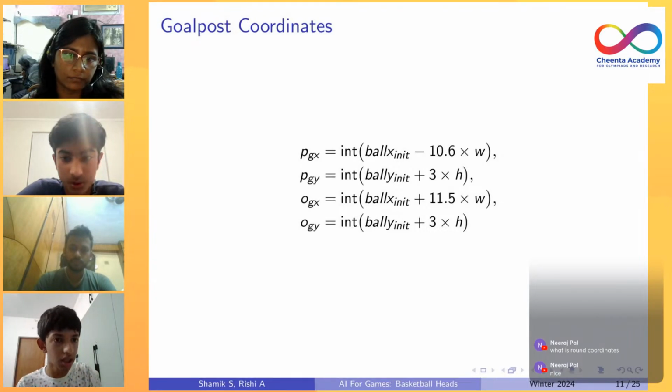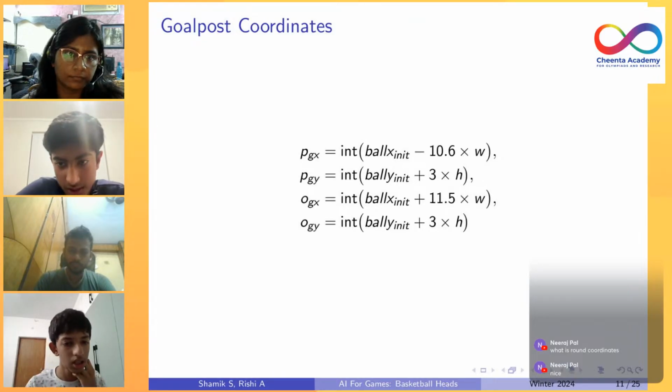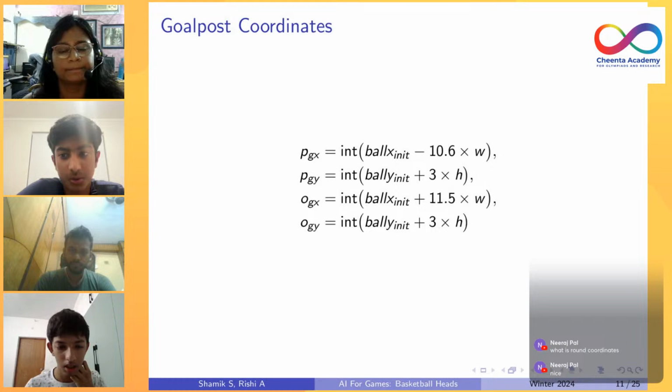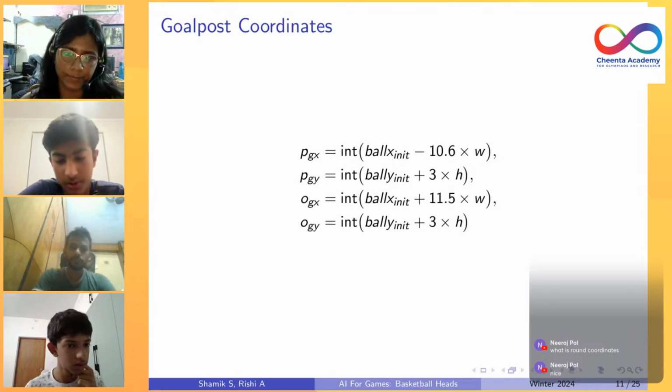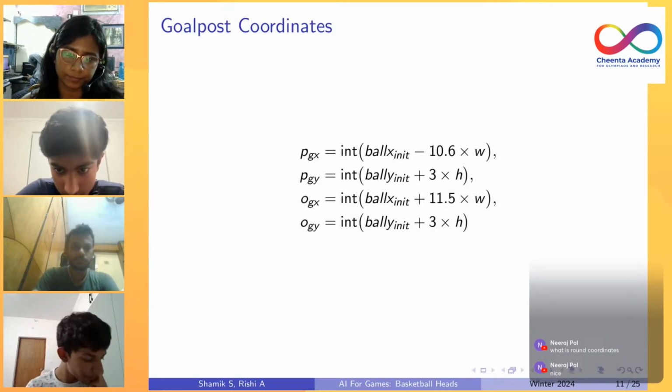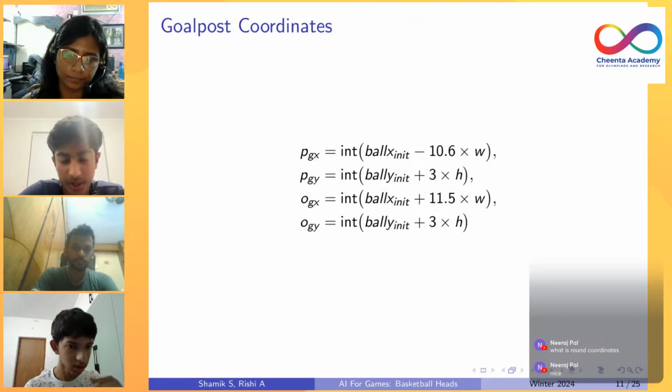For our goalpost coordinate detection method, one of our more technical challenges that we tackled was detecting the goalposts in each frame of the gameplay video. Since the camera shifted with the ball during gameplay, we couldn't use fixed coordinates for the hoops. So instead, we used the ball's position as a reference point to find the locations of the hoops relative to the ball. So here's how our method works.